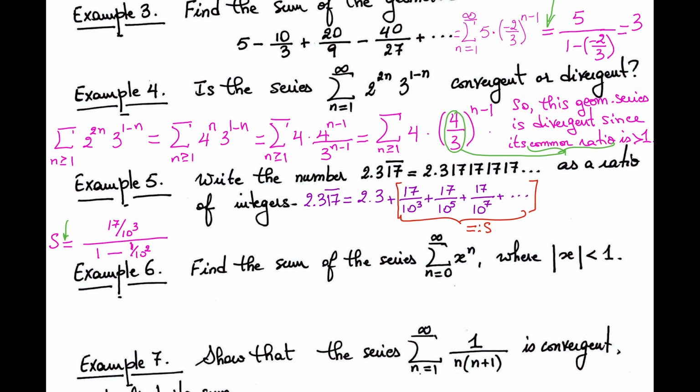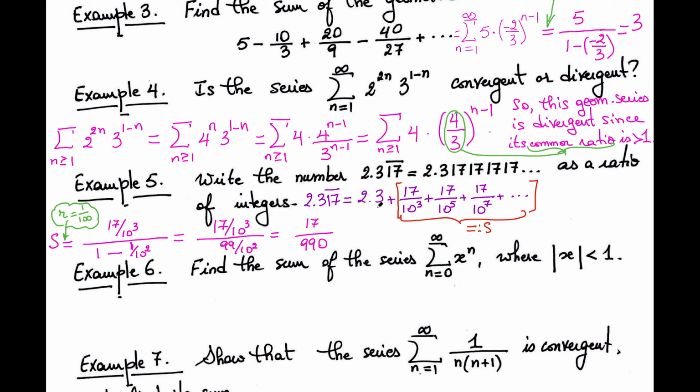So here I can do so because the common ratio r is equal to 1 over 100, which is smaller than 1, right? Okay. And this is the same as 17 over 10 cubed divided by 10 squared minus 1. This is 99 over 100. Okay. So that's going to be 17 over 990. Right? Because 10 cubed divided by 10 squared is going to be 10, but downstairs. So 17 over 990.